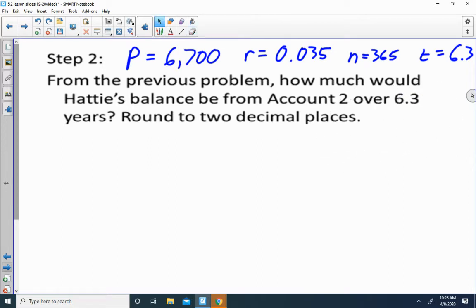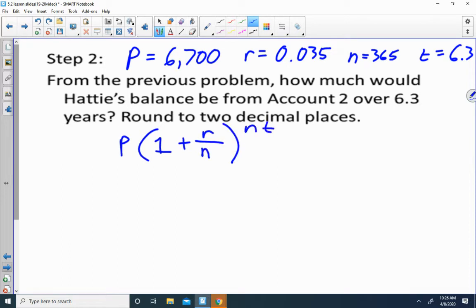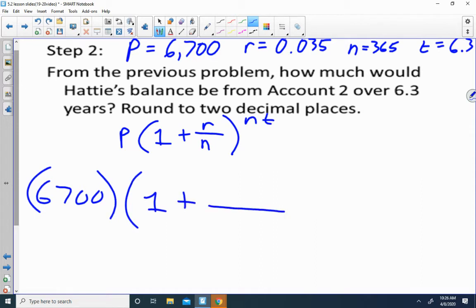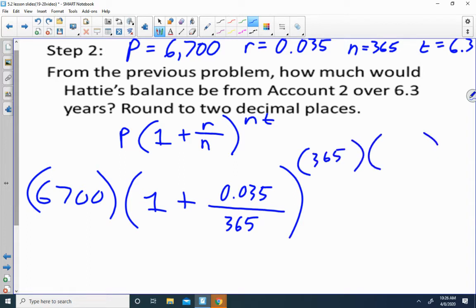So we got our P, R, N, T. Now we can plug it into the formula. So P, 1 plus R over N, to the NT. All right, let's do it. So principal, 6,700. So then 1 plus R, which is 0.035, all over N, which is 365 compounds, and then raised to the power of 365 times the time, which is 6.3.